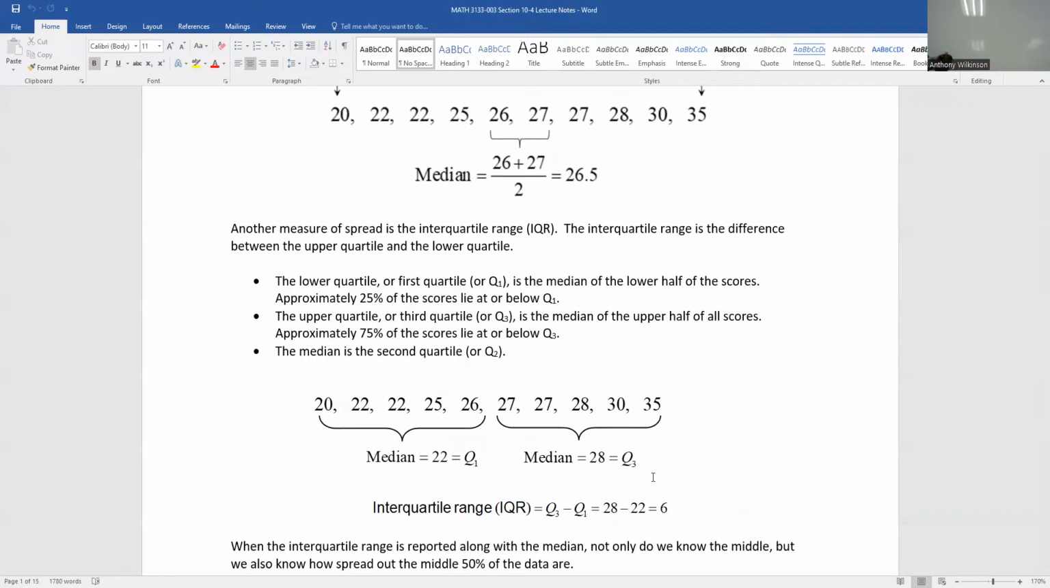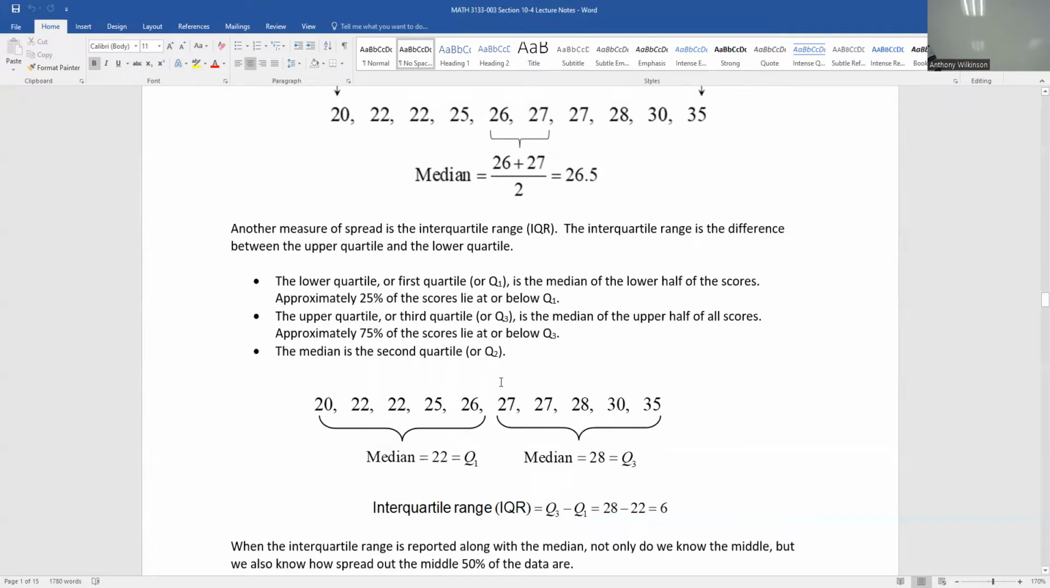Now, I need to mention some things about Q1 and Q3. For Q1, which is the first quartile, approximately 25% of the scores lie at or below the first quartile, which is Q1. Whereas with Q3, which is the upper quartile or the third quartile, about 75% of the scores lie at or below Q3. And of course, the median is the second quartile, which is Q2.